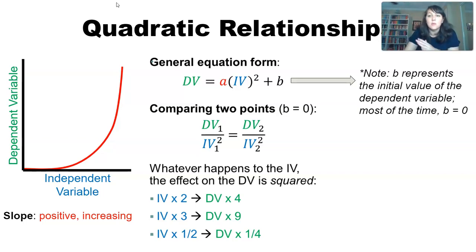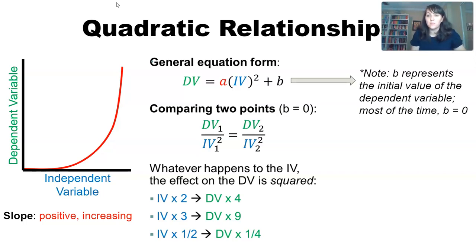So just to give you a few examples down here at the bottom of the screen, all right? If I were to take my independent variable, my x variable, and double it, the effect on my y variable would be that it would get multiplied by 2 squared, all right? So if I double my independent variable, my dependent variable quadruples, okay? Or if I were to multiply my independent variable by 3, the dependent variable changes and multiplies by 3 squared, all right?